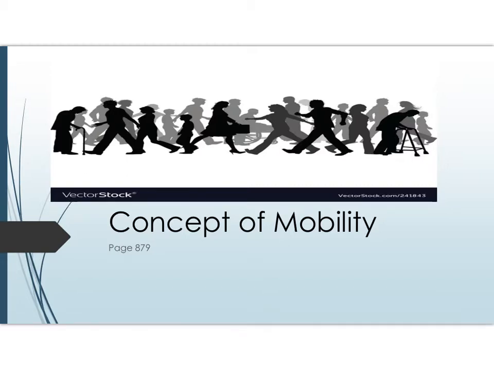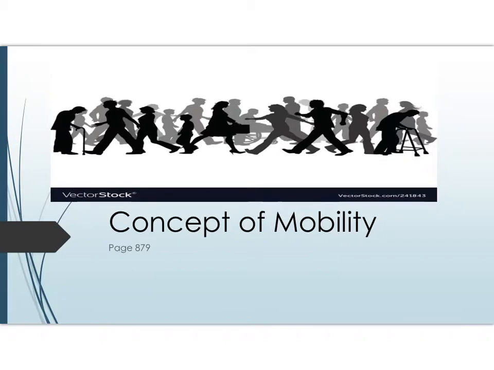Okay, exciting times. Last concept for the semester is the concept of mobility, which is on page 879 in your book. So let's begin. We need to assess mobility and we need to understand what is normal about mobility. My suggestion, go to the mall, watch people. You'll see what I'm talking about.